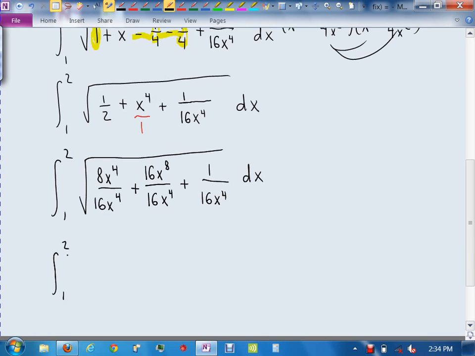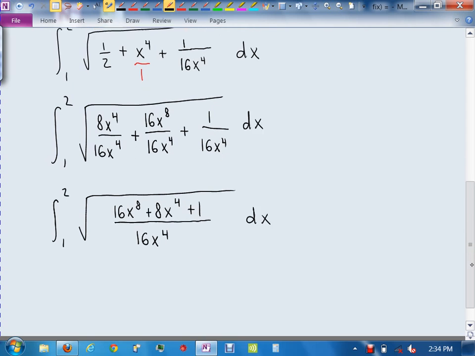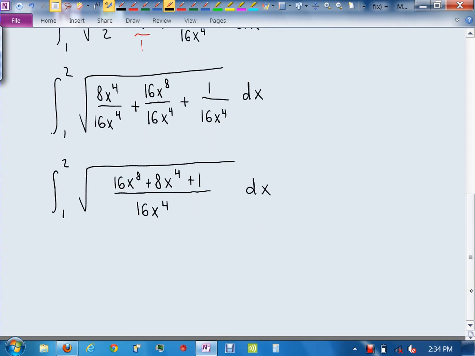Integral 1 to 2. Okay, since they're all over the same denominator, I can put 16x to the 4th on the bottom. On the top, I'm going to put it in descending order. 16x to the 8th plus 8x to the 4th plus 1 dx. Y'all still there? We're almost done. I'm going to let y'all go.